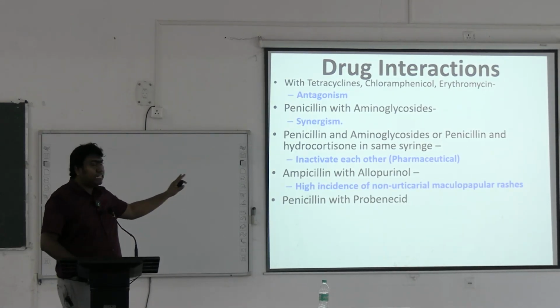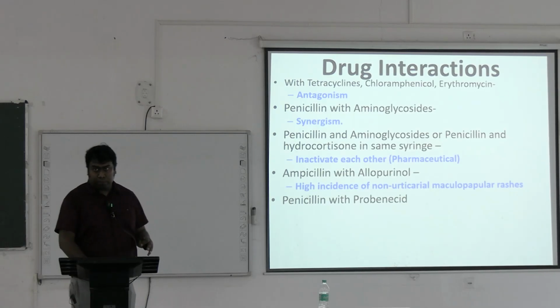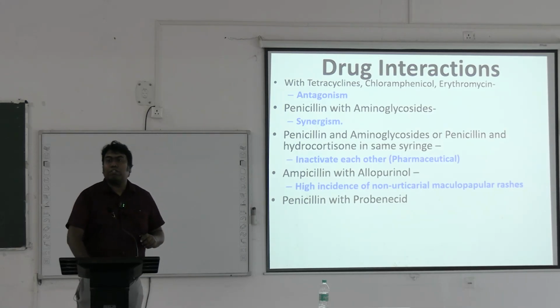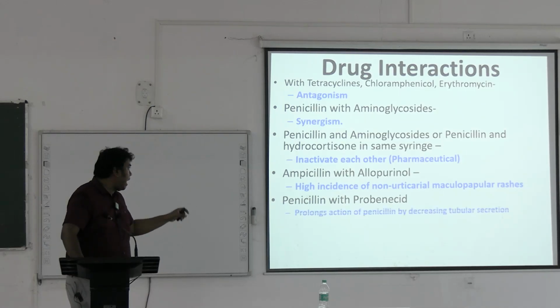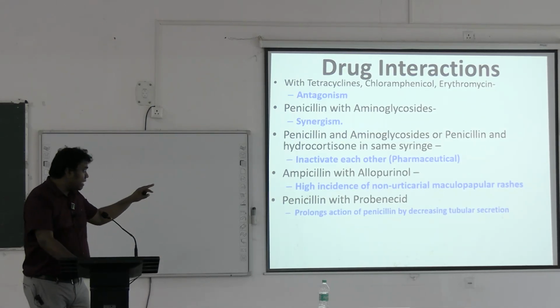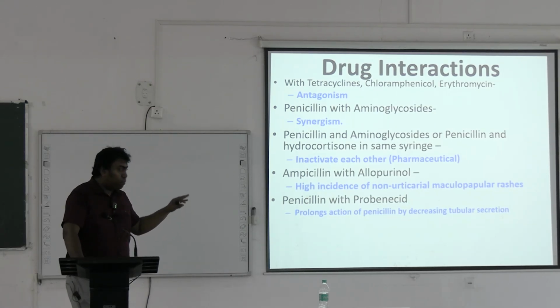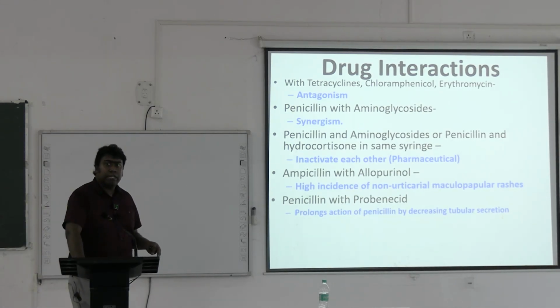Clear? If we draw this penicillin along with aminoglycoside or steroid, they will destroy each other. Similarly, if ampicillin is given along with allopurinol, the maculopapular rashes will be much more. High incidence. Penicillin with probenecid, where is probenecid used? Gout. Probenecid prolongs the action of penicillin by inhibiting tubular secretion. Clear? Ampicillin along with allopurinol, there will be rashes, more incidence.